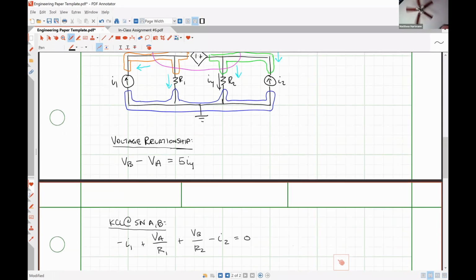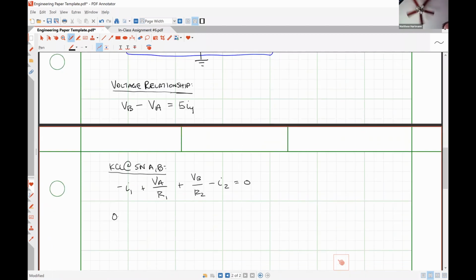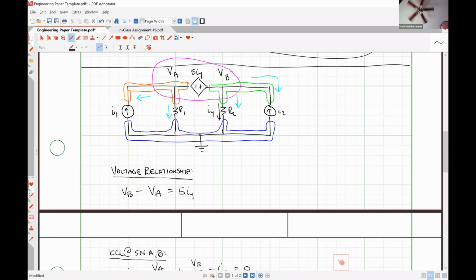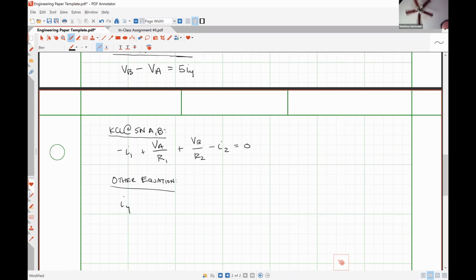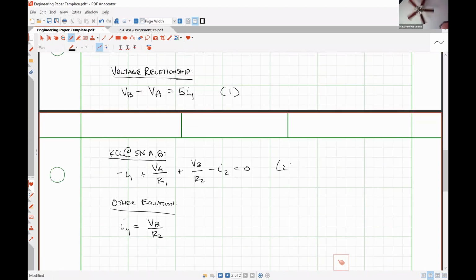My final thing to do is to develop an expression for the controlling variable IY. So this is another equation, and I can see that IY, using Ohm's law, is VB minus 0 over R2. So IY is VB divided by R2. I now have 3 equations and 3 unknowns, and I can solve for IY directly. So using nodal analysis for parts B and C of problem 3 is a much more straightforward method than using superposition like you were asked to do.